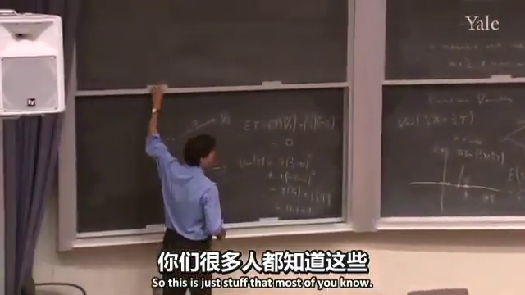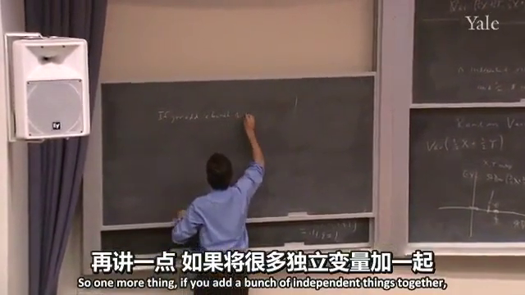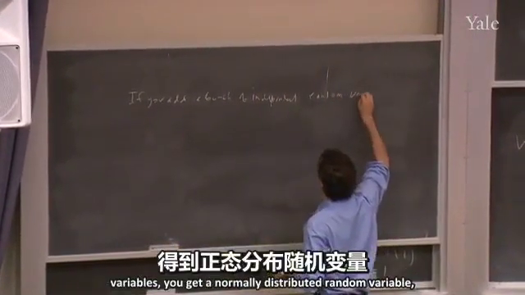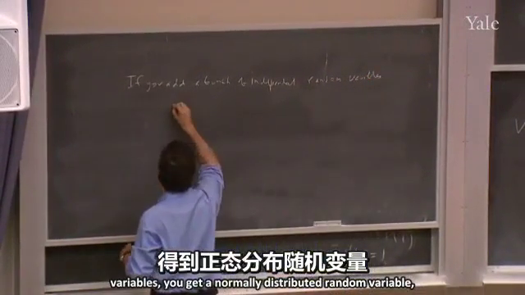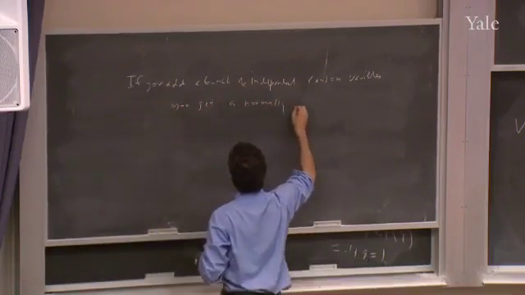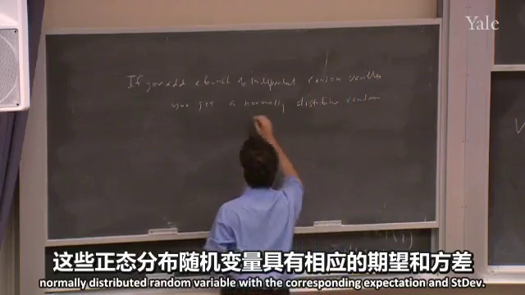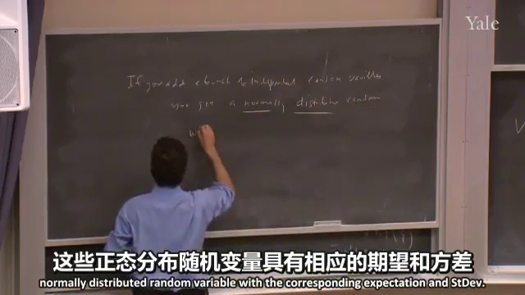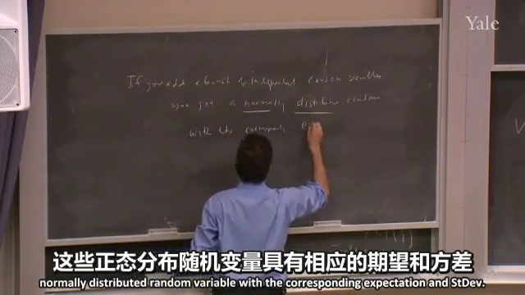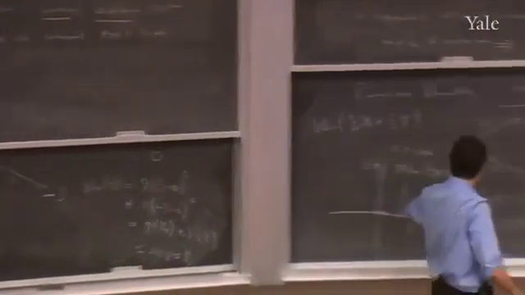This is just stuff that most of you know. One more thing. If you add a bunch of independent random variables together, and I'm going to speak very loosely now, you get a normally distributed random variable with the corresponding expectation and standard deviation.